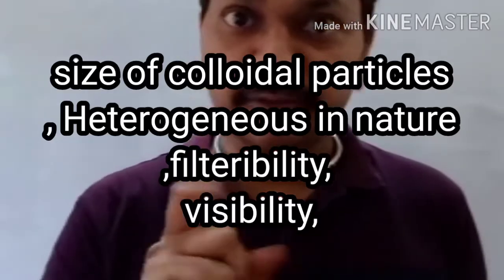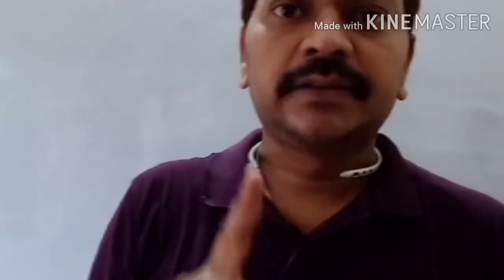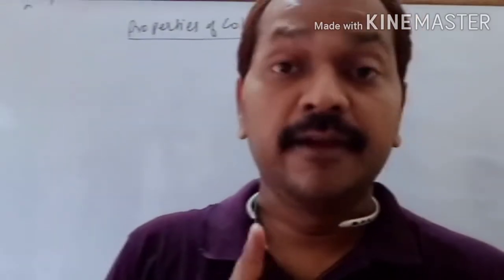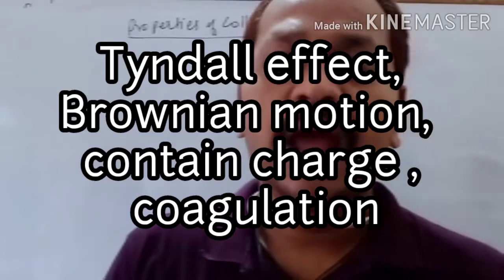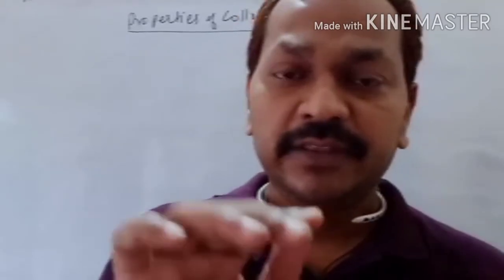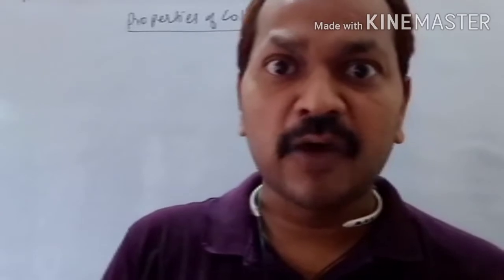Number one, colloidal solutions show a heterogeneous mixture. Second, size of particles. So children, there are 9 properties of colloidal particles normally. Number one, heterogeneous mixture. Second, size of particles. Third, filterability. Fourth, visibility. Fifth, Tyndall effect, Brownian movement, charge on particles, and coagulation. Alright, so these are the properties of colloids. Now we will take up one by one.